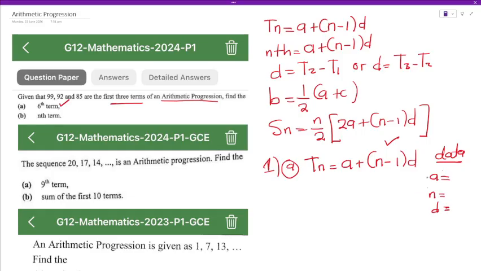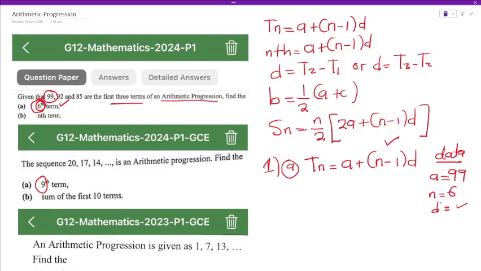Okay, so now what is your A? Remember we said A is the first term of the sequence. You go back to your question. What is the first term? It is 99. So meaning my A is what? 99. What is my N? N represents the number you are finding. They are asking us to find the sixth term, meaning N becomes 6. If they were asking us to find the ninth term, N in that formula would become 9. In this case they're asking us to find the sixth term, so your N becomes 6.